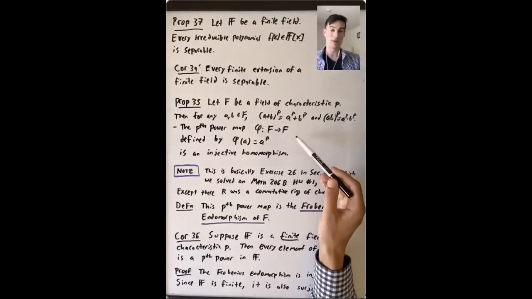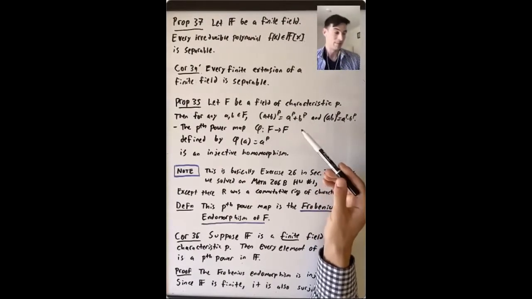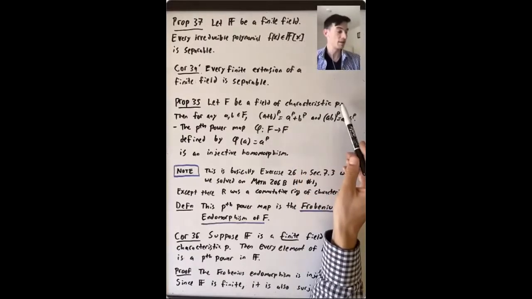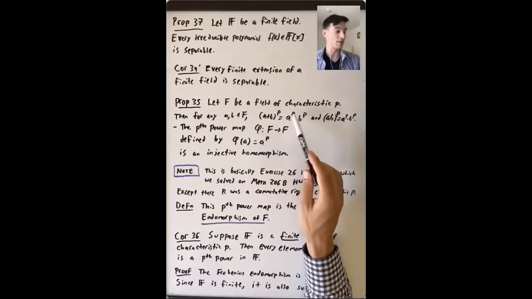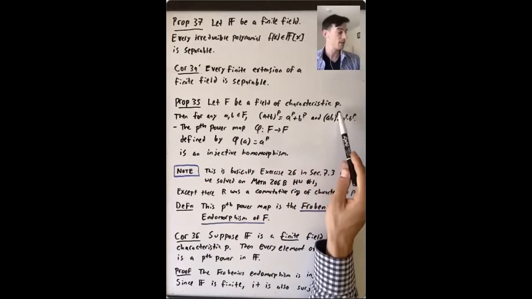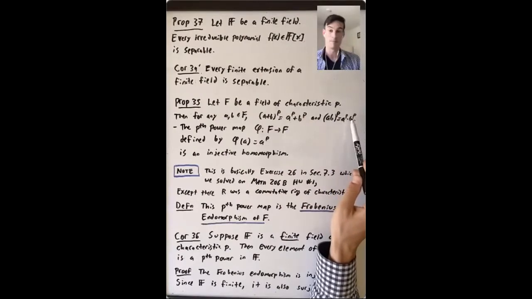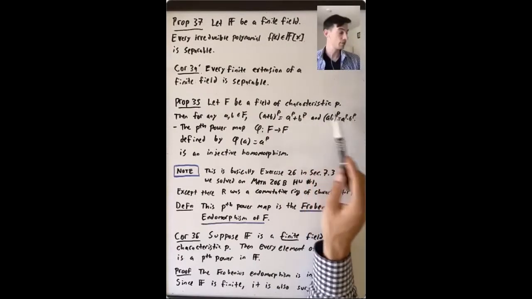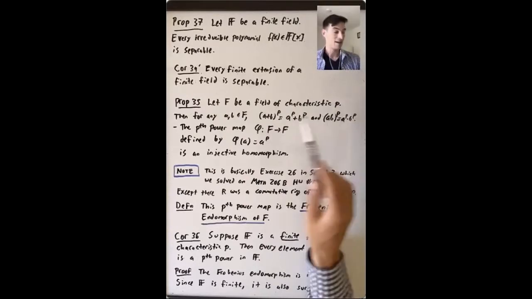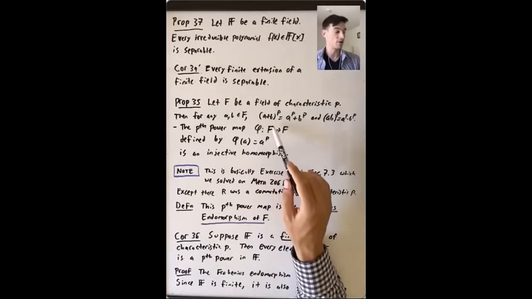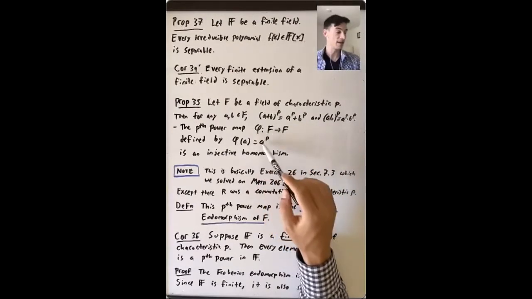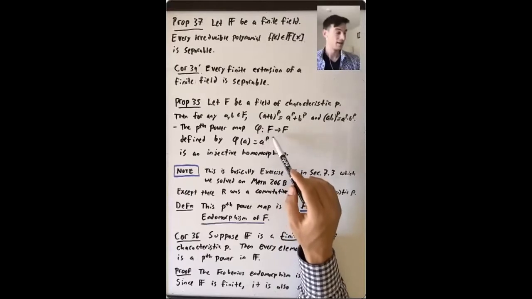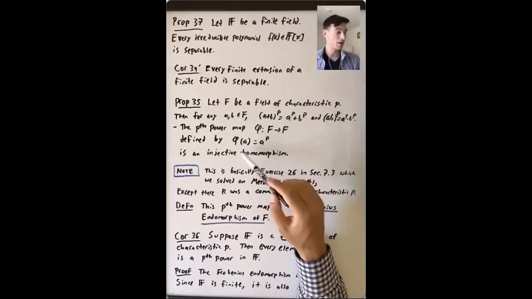So we're going to start with what's called Proposition 35 in section 13.5 in Dummit and Foote, but we already did this pretty much. So if F is a field of characteristic p, then for any a and b in F, (a plus b) to the pth power is a to the p plus b to the p, and (a times b) to the pth power is a to the p times b to the p. So these two things taken together say that you have this map that goes from your field of characteristic p to itself, defined by phi of a is a to the p. And this is a ring homomorphism.